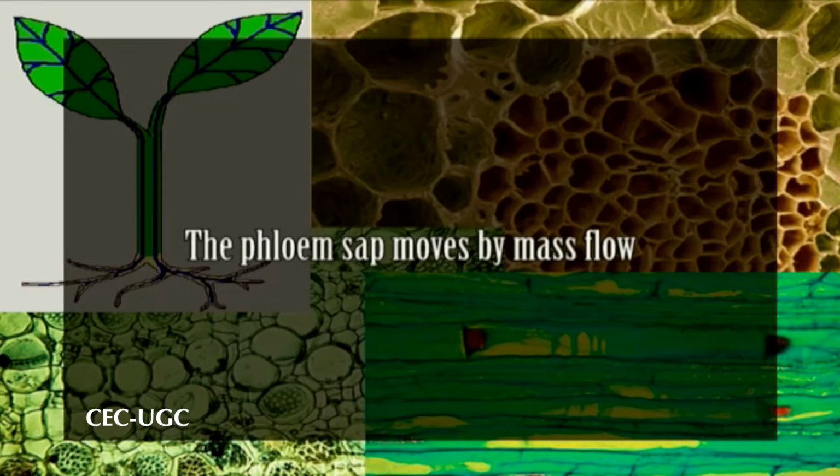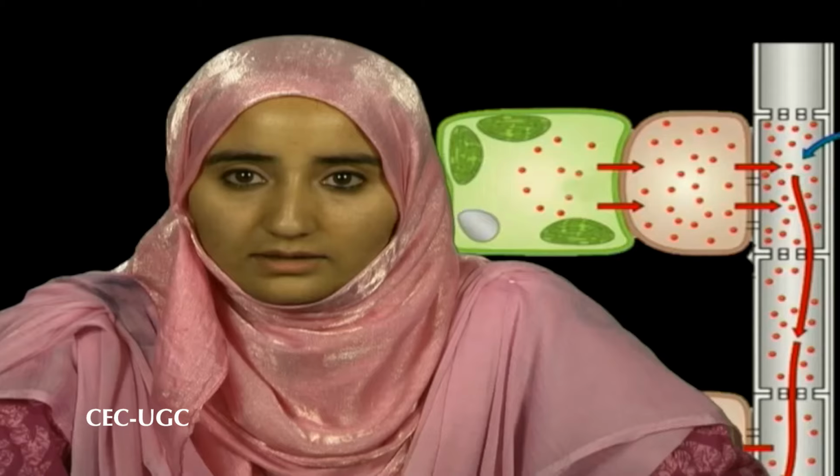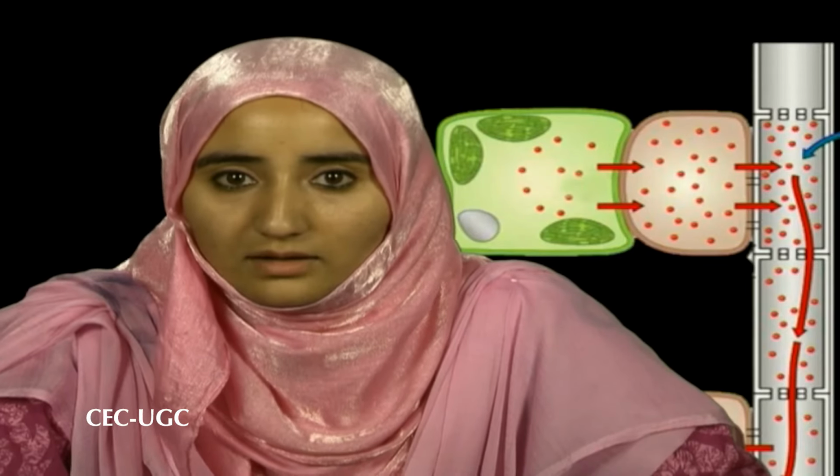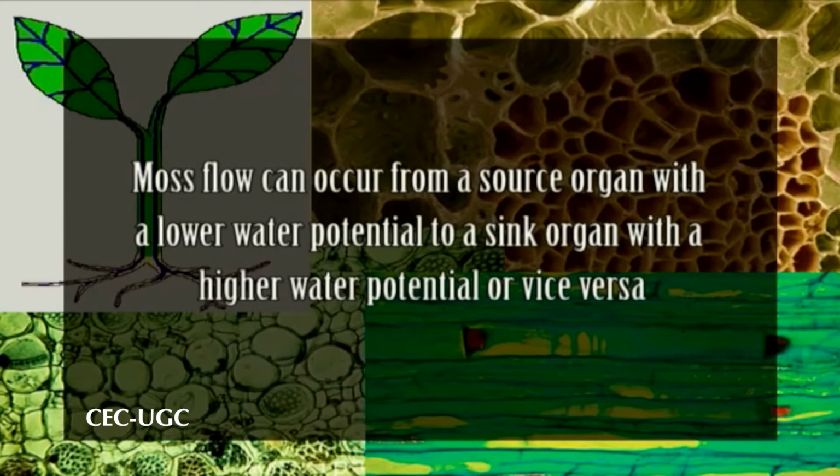The phloem sap moves by mass flow rather than by osmosis because no membranes are crossed during transport from one sieve tube to the other, and solutes move at the same rate as the water molecules. Mass flow can occur from a source organ with a lower water potential to the sink organ with the higher water potential, or vice versa, depending on the identities of source and sink organs.